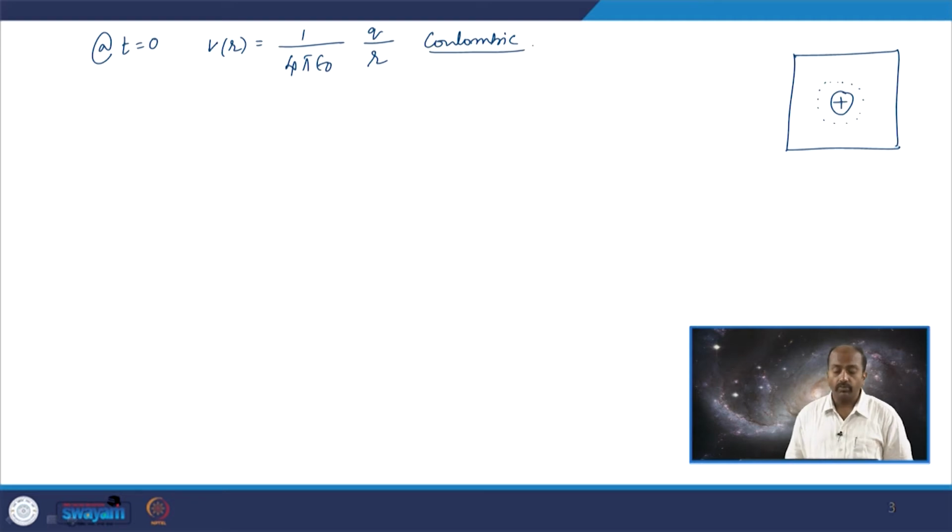And what is the range of this Coulombic interaction? It is infinite. I mean, any point in space should be able to feel the influence of this test charge, right. Now, when you allow a sufficient amount of time, as t increases away from 0, we have to find the nature of this potential. How will this potential appear?